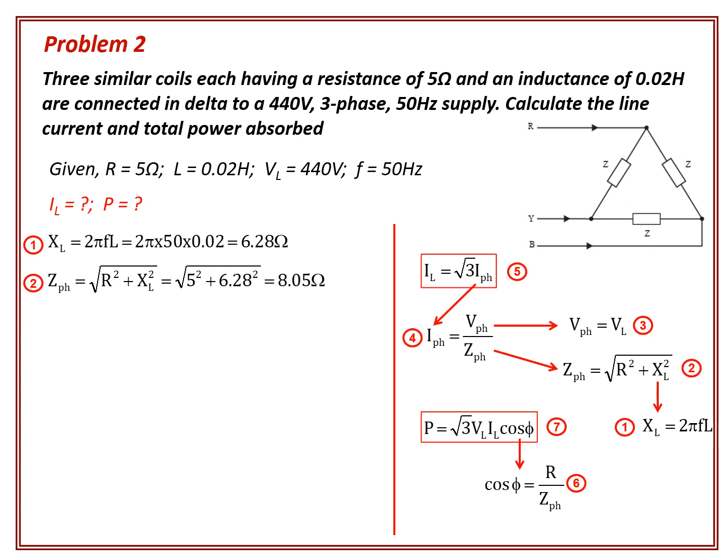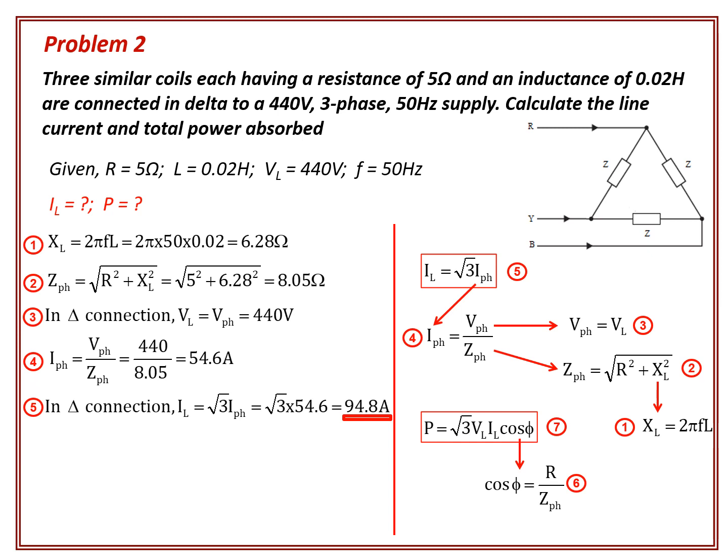Answer is 8.05 ohm. In the delta connection, VL equal to V phase. So V phase is equal to 440 volt. I phase is equal to V phase by Z phase. V phase is 440 volt and Z phase is 8.05 ohm. Substituting, we get I phase is equal to 54.6 amperes.